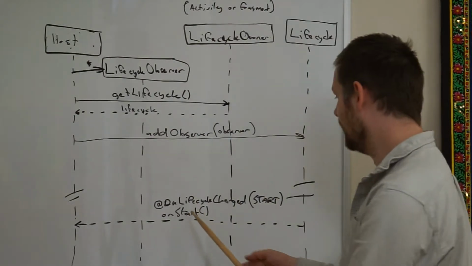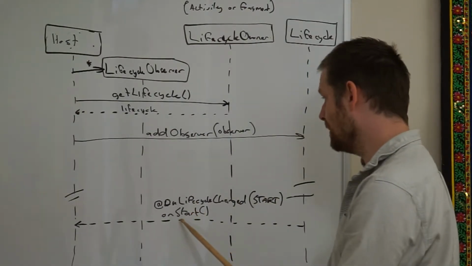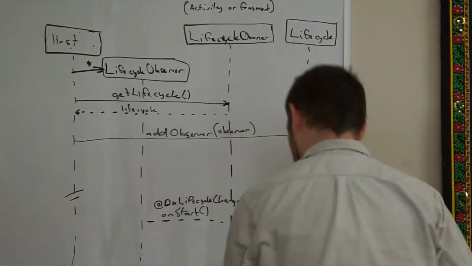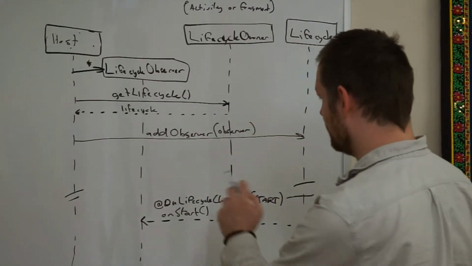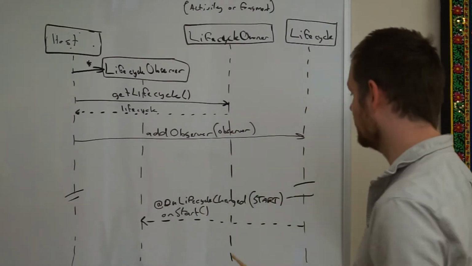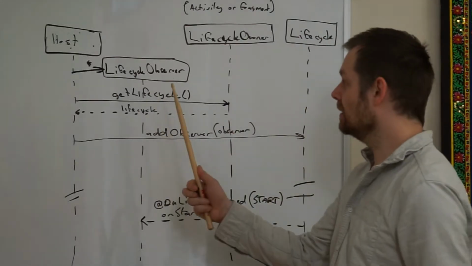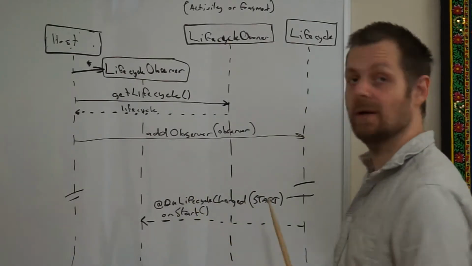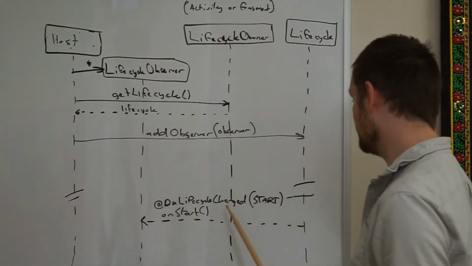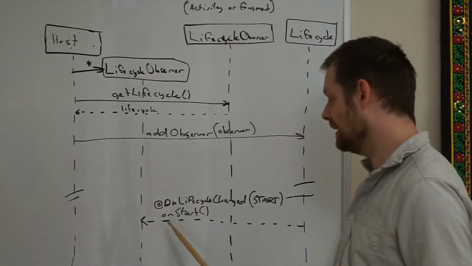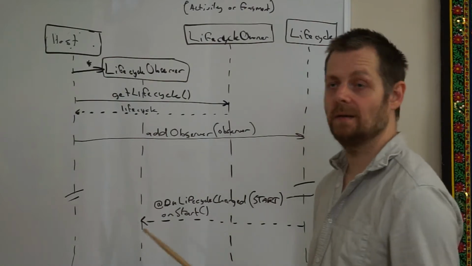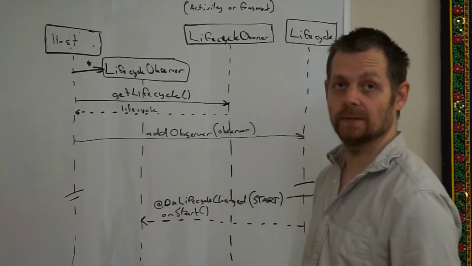For instance, here at the bottom we have an onStart method on the, oh, this is incorrect. I'm sorry, that shouldn't be on host, that should be on the lifecycle observer. So the final thing is that we annotate our lifecycle observer implementation methods with the lifecycle event that we are interested in. In this case, it's OnLifecycleEvent ON_START, which we annotate an onStart method with. This will be called when this lifecycle event occurs within the given lifecycle.